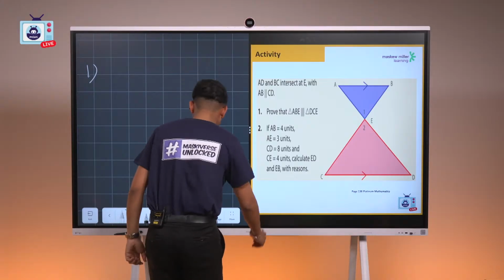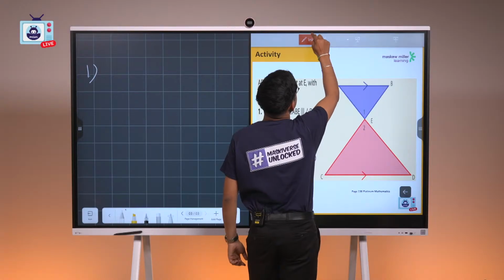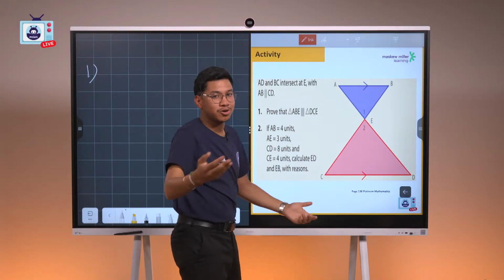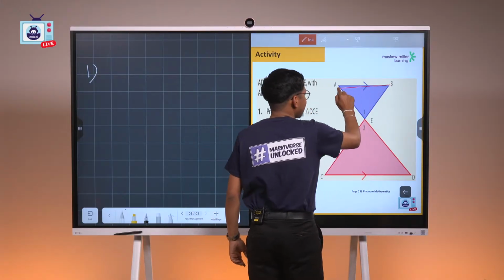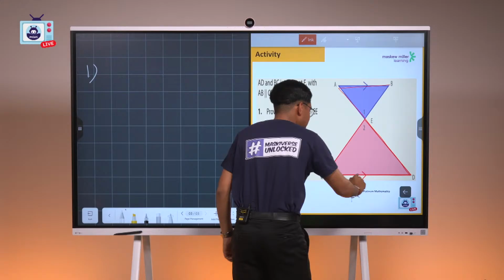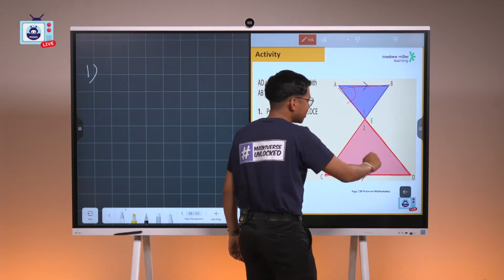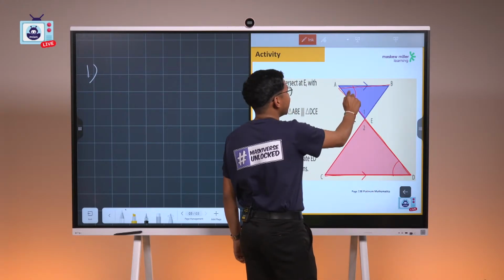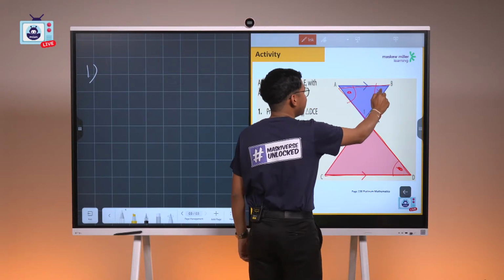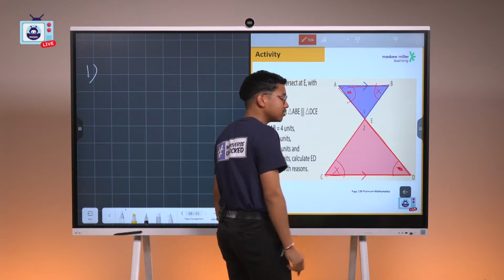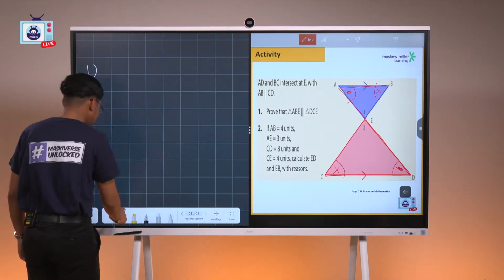And obviously, in this case, what are we going to use? Will it be co-interior? No, it can't be co-interior. Will it be corresponding? No, not corresponding. What will it be? Yes, alternate. And we usually say with alternate angles, we look at the Z shape or the N shape. So this angle over here will alternate with this angle over here. So angle A is equal to angle D. And then angle B is equal to angle C. Isn't it so? Yes.